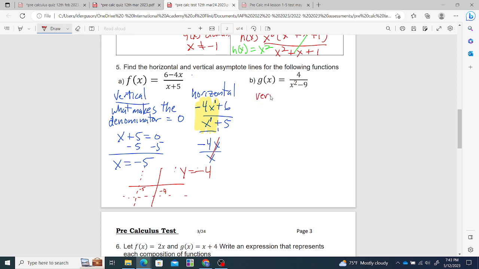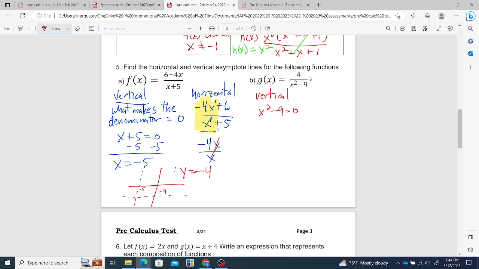Okay, so now I'm going to do the same with this one. Vertical first. That is x squared minus 9 equals 0. Well, this can factor because that's the what? Charlotte, what is it? It's the difference of squares.